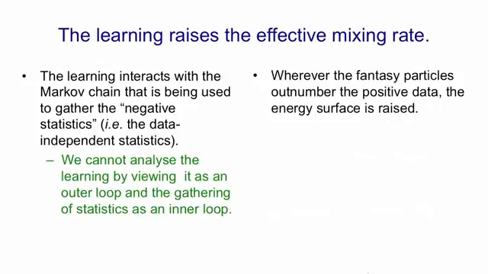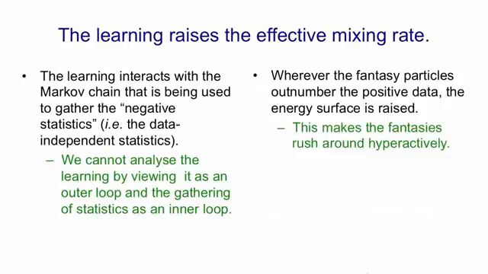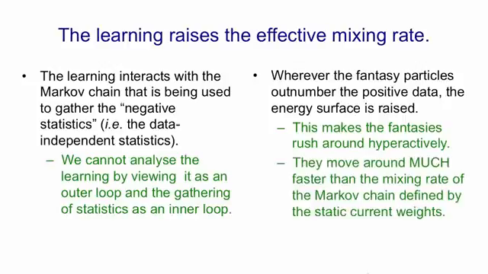The reason for this is that whenever the fantasy particles outnumber the positive data, the energy surface is raised, and this has an effect on the mixing rate of the Markov chain. It makes the fantasies rush around hyperactively, and they move around much faster than the mixing rate of the Markov chain defined by the current static weights.